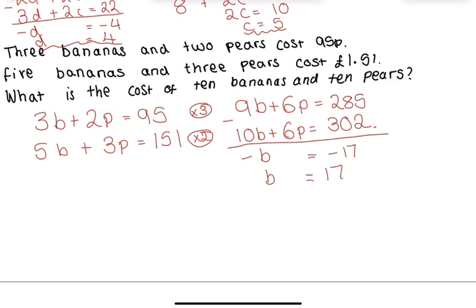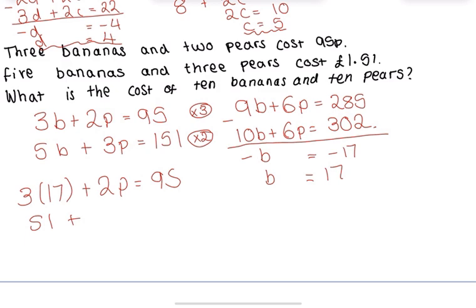Now, we need to find the price of a pear as well. So picking one of our equations, doesn't matter which, I'll go for the top one. We've got 3 lots of bananas, which is 17, plus 2 lots of pears, which is 95. Now first, doing 3 lots of 17, which is 51, plus 2 pears equals 95. Now to solve this, all I need to do is take away that 51 from both sides first, which leaves me with 2p equals 44, and then dividing both sides by 2, leaving me with a pear is 22p.